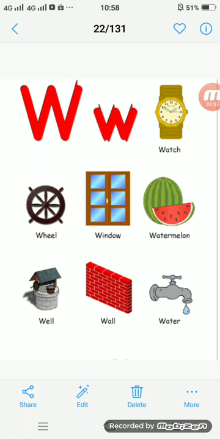Repeat after me. W wa watch, W wa wheel, W wa window, W wa watermelon, W wa well, W wa wall, W wa water. Again repeat with me. W wa watch, W wa wheel, W wa window, W wa watermelon, W wa well, W wa wall, W wa water.